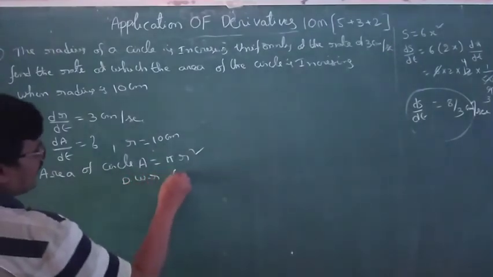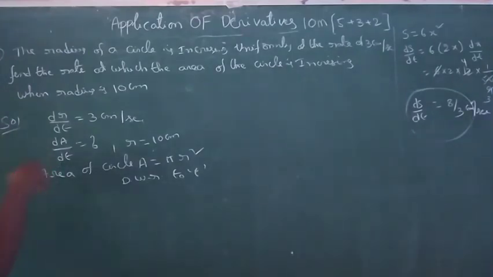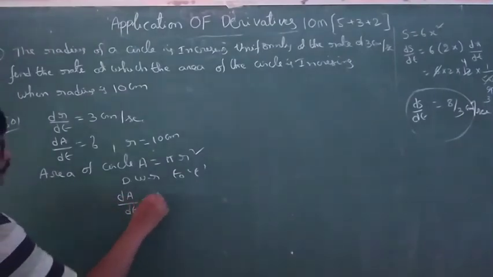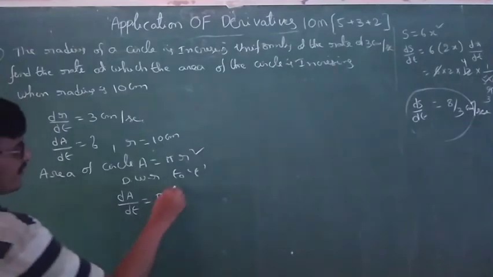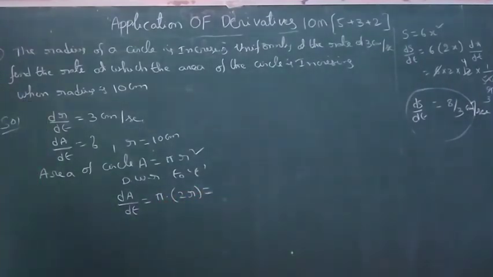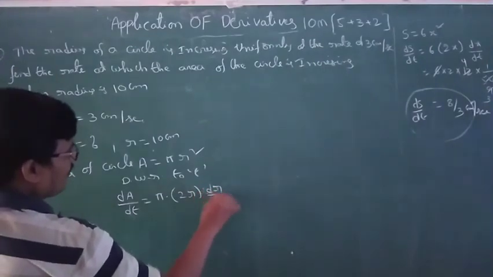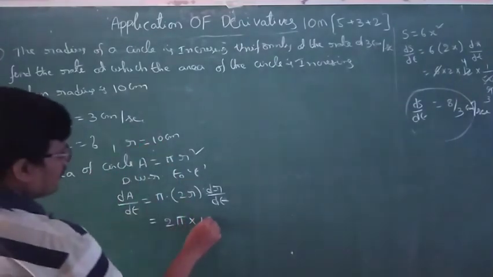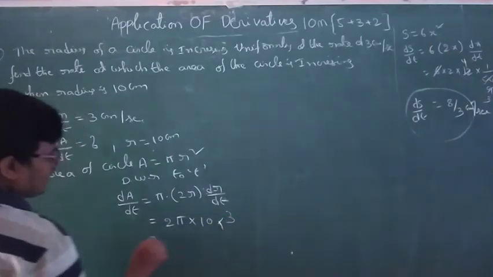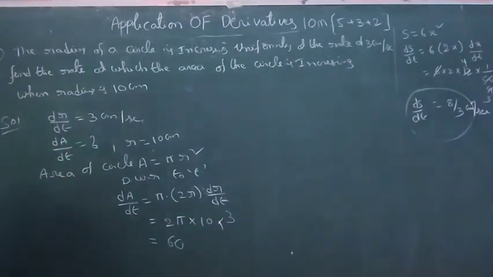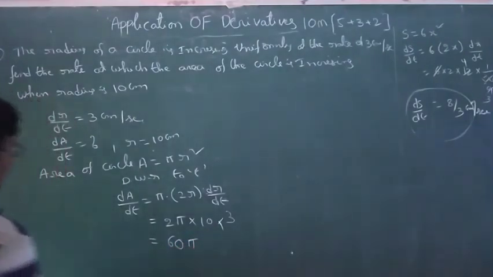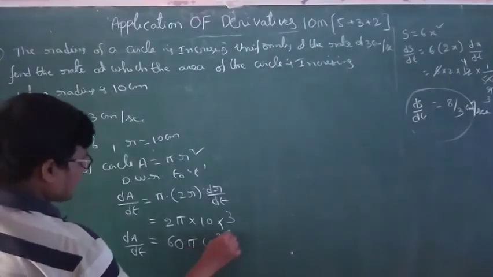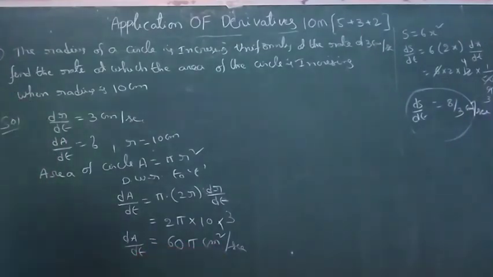Derivative with respect to t. So dA by dt is equal to pi into the derivative of r square, 2r, into again the derivative of r, dr by dt. 2 pi into r, which is 10, into dr by dt, which is 3. 10 into 3 is 30, 30 into 2 is 60. dA by dt is equal to 60 pi centimeter square per second.